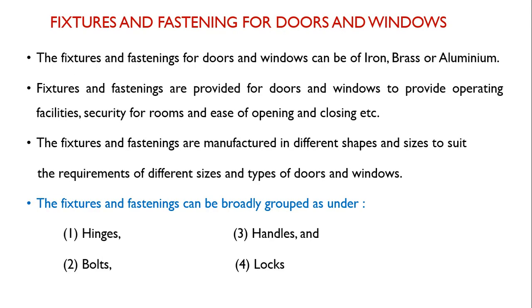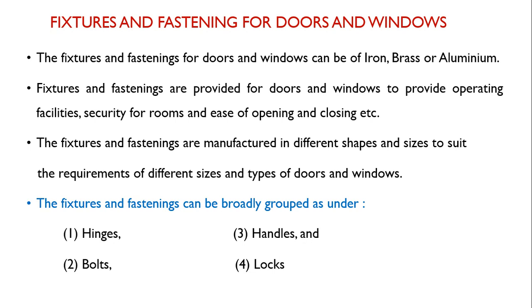So what is these fixtures and fastenings? The fixtures and fastening for doors and windows can be of iron, brass or aluminum. Fixtures and fastenings are provided for doors and windows to provide operating facilities, security for rooms and ease of opening and closing, etc. The fixtures and fastenings are manufactured in different shapes and sizes to suit the requirements of different sizes and type of doors and windows.